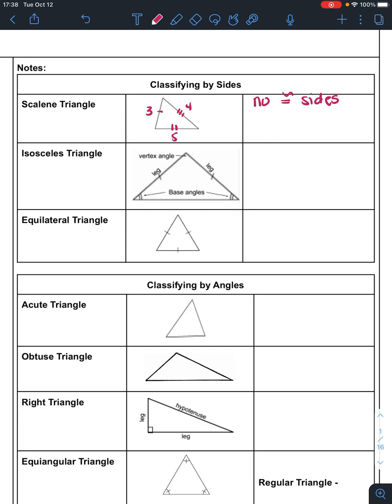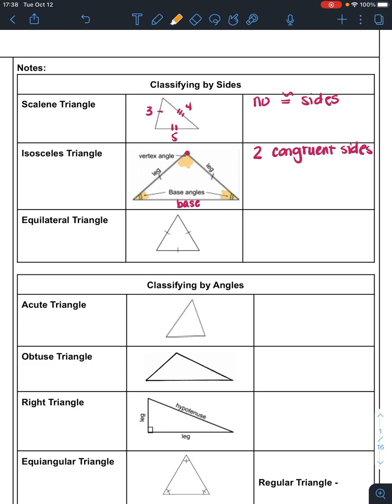An isosceles triangle has two congruent sides. Technically, it's at least two congruent sides. You'll notice, though, a couple of things that you need to remember about an isosceles triangle. When you have an isosceles triangle, these angles that are on the base, the bottom of it is called the base, are called the base angles. And then this vertex up here, this angle is called the vertex angle.